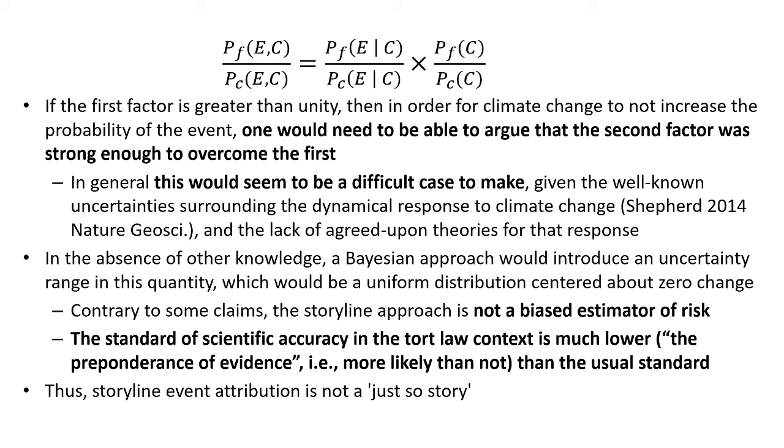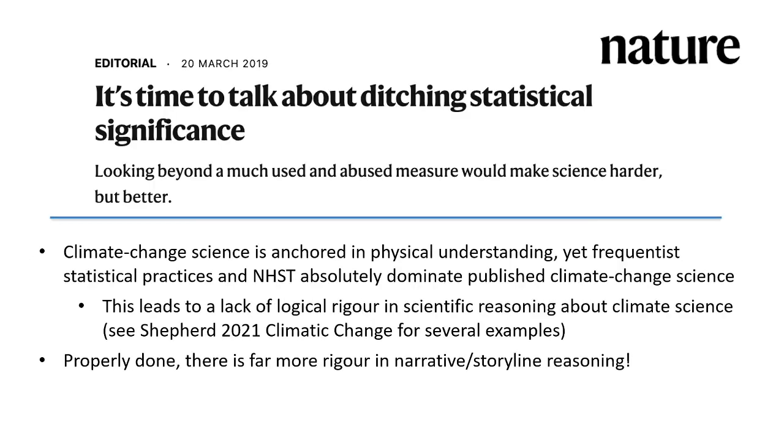So as Taro emphasized, the risk tolerance should be determined by the user based on their context. We shouldn't just be imposing this 95% confidence. So storyline event attribution is not a just-so story. And a lot of it is about statistics, and it's been argued for many years now that we should get rid of the concept of statistical significance. This is an editorial from Nature three years ago.